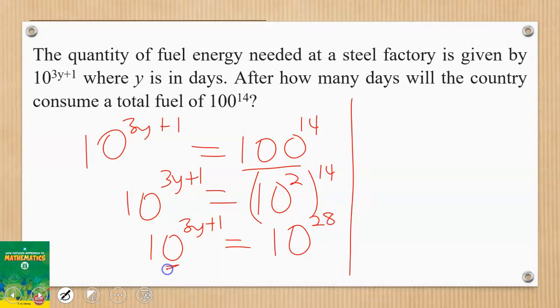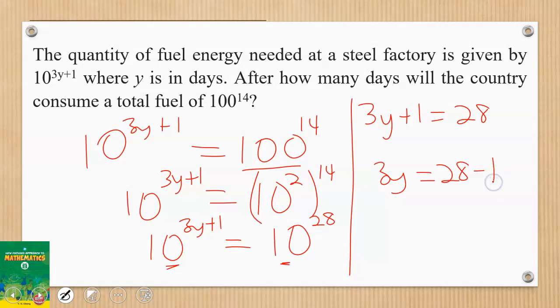Now, since the bases are the same, I can equate the exponents. So 3y plus 1 equals 28, which gives 3y equals 28 minus 1, so 3y equals 27. Dividing both sides by 3, we have y equal to 9.